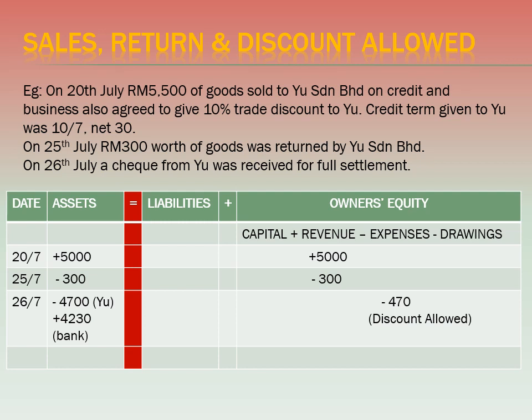The 10% from the actual amount owed by used number hard: 10% multiplied by 4,700. So 470 ringgit will be recognized as discount allowed. So discount allowed is under the classification of expenses. So you need to write minus 470 under the expenses column.